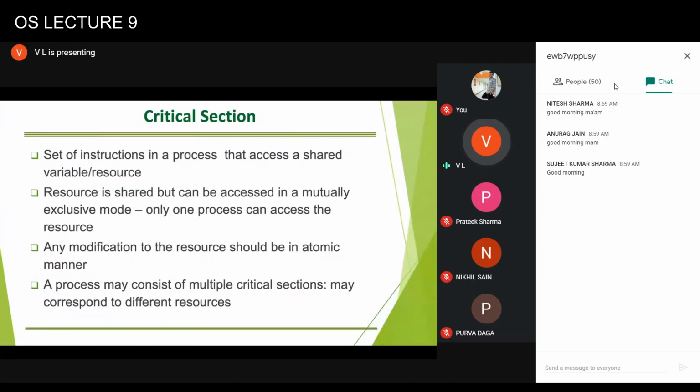Now we talk about another concept. When the processes are trying to read a common variable or write to a common variable, that part of code is known as the critical section. So we are talking about a shared resource which is being accessed by more than one process, and some of the processes are trying to modify the state of the resource. All the instructions that are gaining access to the resource would constitute the critical section. Now, to solve the critical section problem, it is required that the modification to the resource should be done in an atomic manner.